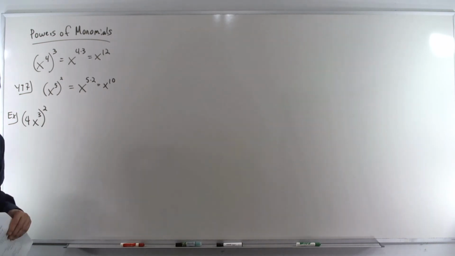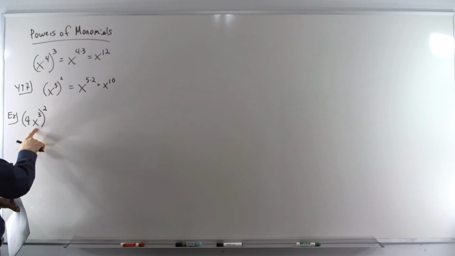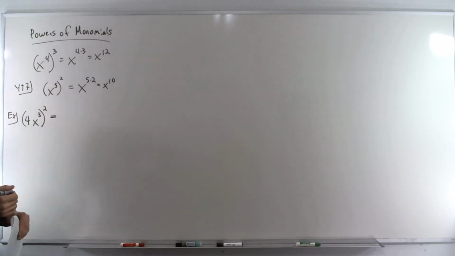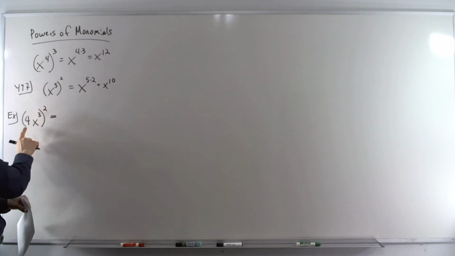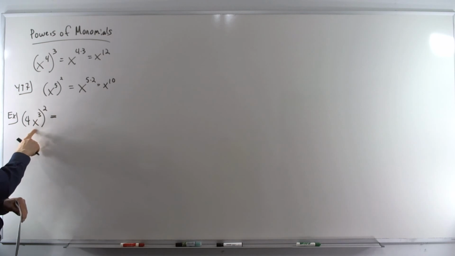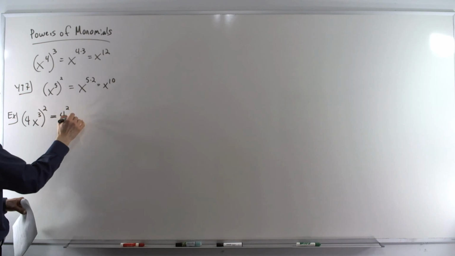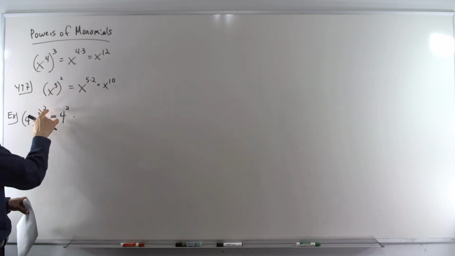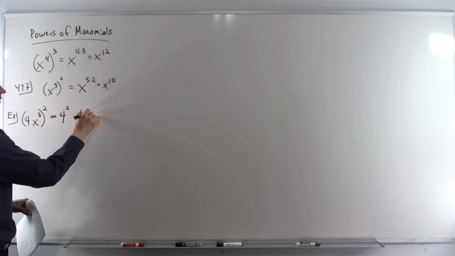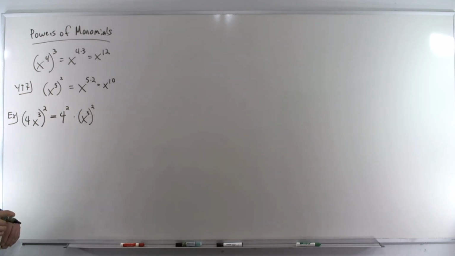Next example, now we've got a coefficient on our exponential here. So when that happens, we're going to apply this exponent to everything that's multiplied inside the parentheses. So we've got two things here. We have 4 and we have x to the 3rd, two factors. We're going to apply it to the 4, so this becomes 4 squared times x to the 3rd power squared. Make sure you apply it to every single thing that is multiplied inside the parentheses.